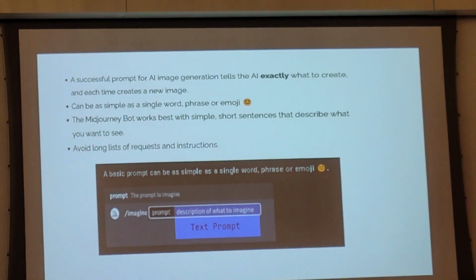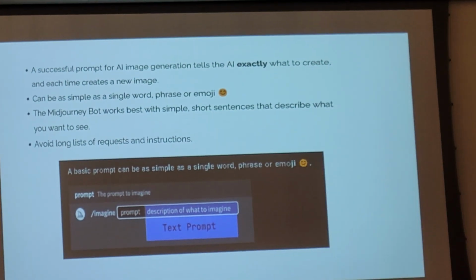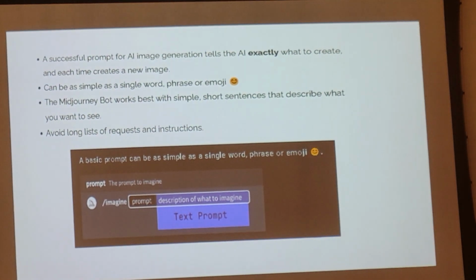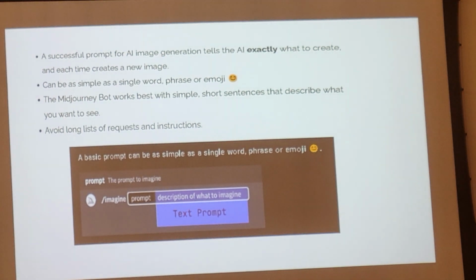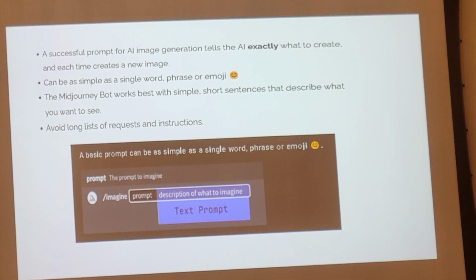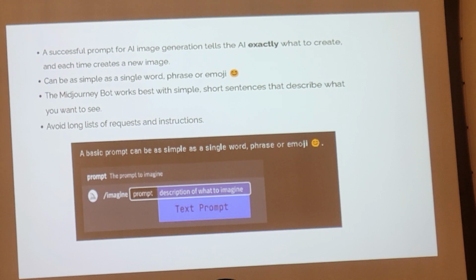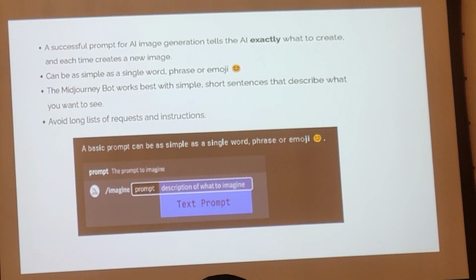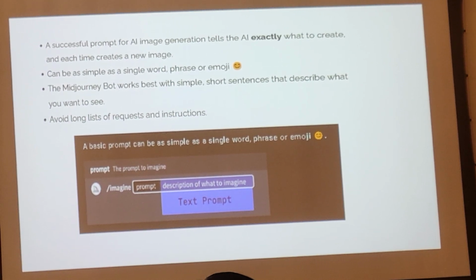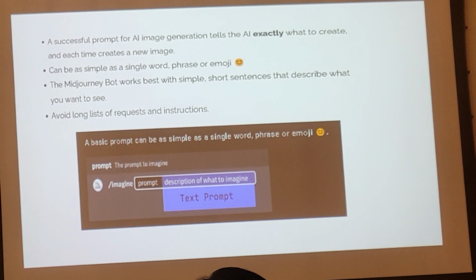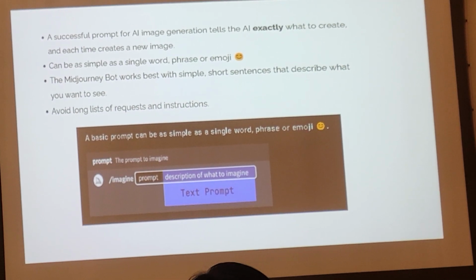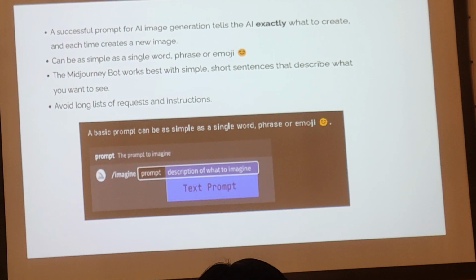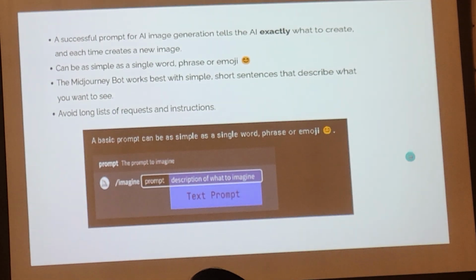Prompts. So what is a prompt? A successful prompt explains to MidJourney, to the engine, exactly what type of image we want to generate. It can be a word, one word, it can be a long sentence, it can be even an emoji. We recommend to keep it simple, and we'll give you some formulas of how to build a good prompt. And we will demo it.